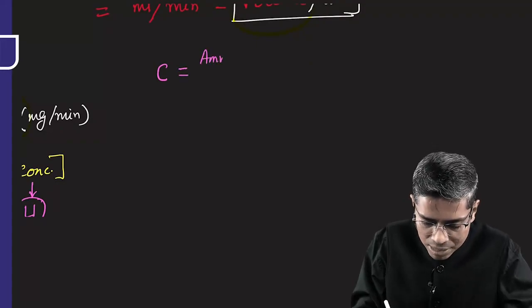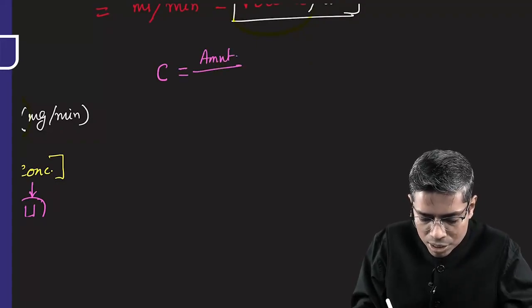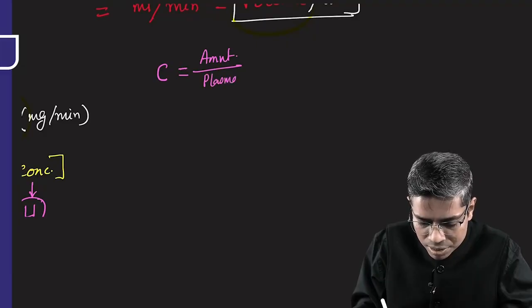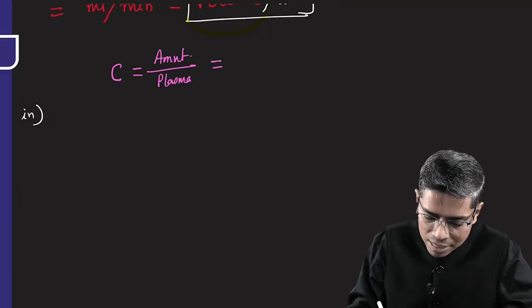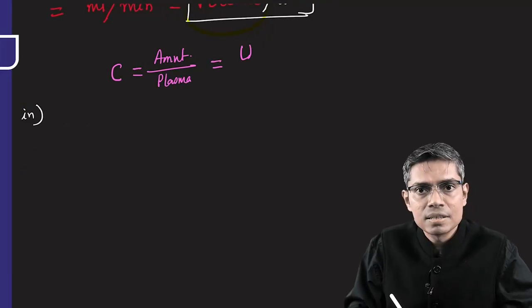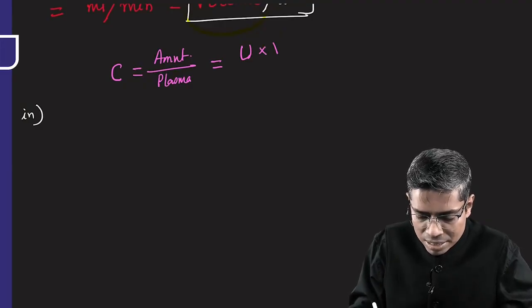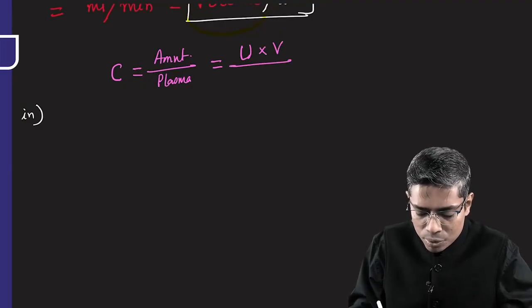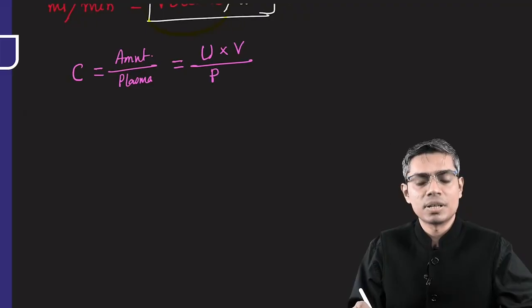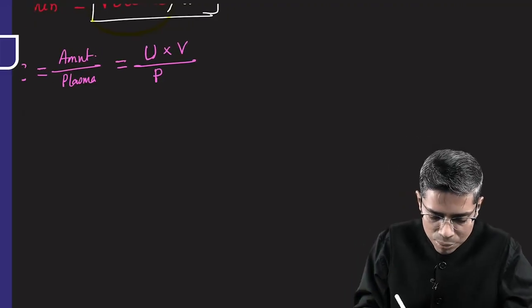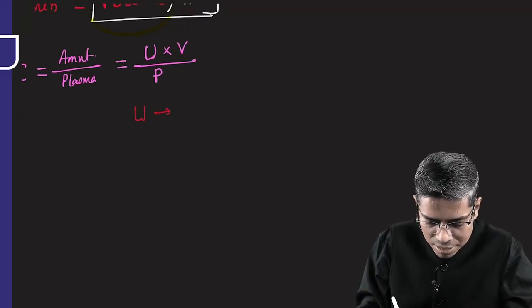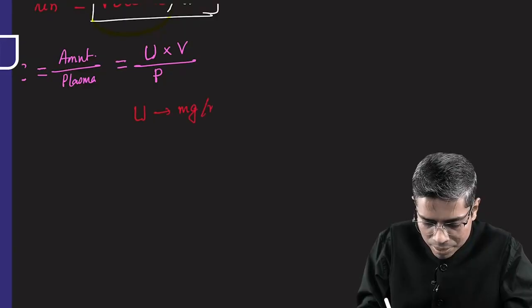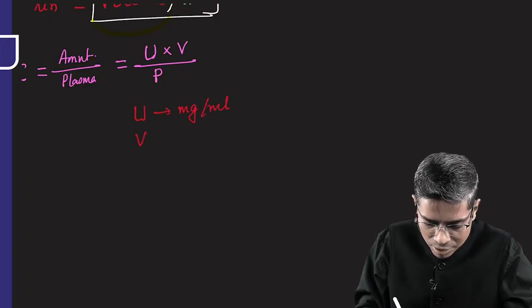urinary amount upon your plasma concentration. Urinary amount I am getting by multiplying U, urinary concentration, multiplied by urine flow, upon your P, that is the plasma concentration. What will be the unit of this urinary concentration? It is milligram per ml. What is the unit of this V?